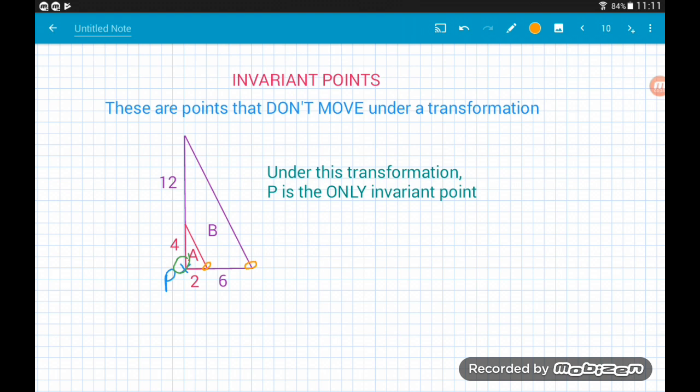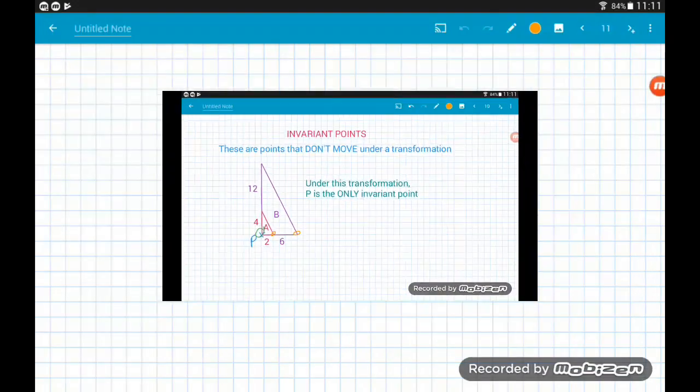Okay guys, so that's a quick little skim over our 4 transformations and an introduction to invariant points. Now it's time to go into them in much more detail, and I'm going to start with enlargements because they seem to be the ones that everybody hates.